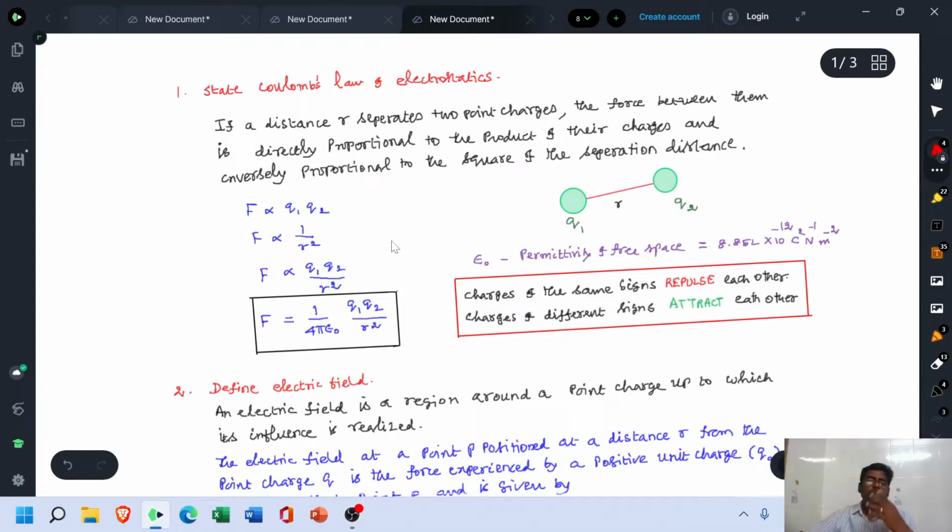Now we have to talk about the part A questions from the paper Electricity. First question is state Coulomb's law of electrostatics.